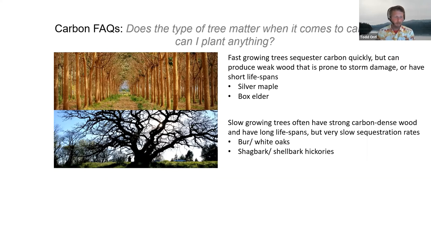On the other side of things, there are slow-growing trees that have really carbon-dense wood. They're long-lived. And so they're really good at the storage side of things, but not so good at the sequestration. Some of those are the oak species, some of the hickory species. There's a whole bunch of other species that fall into that category, good at storing carbon.